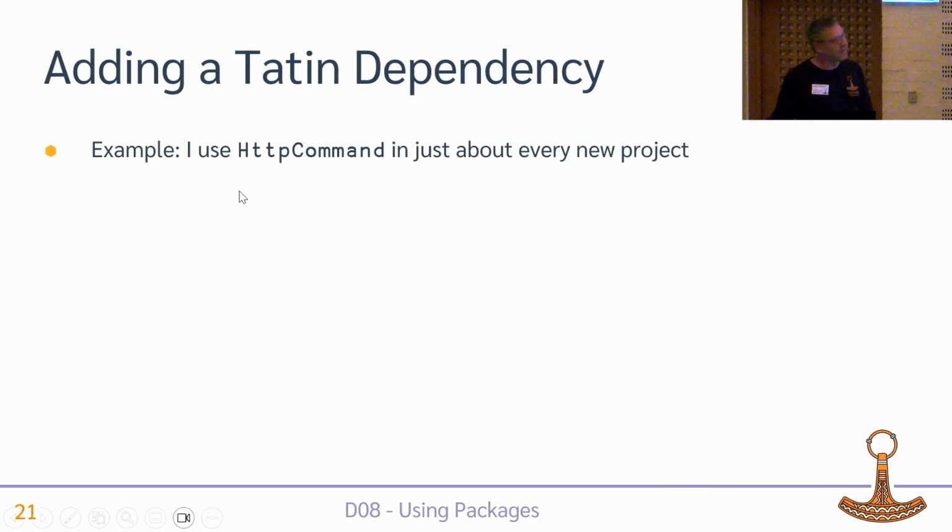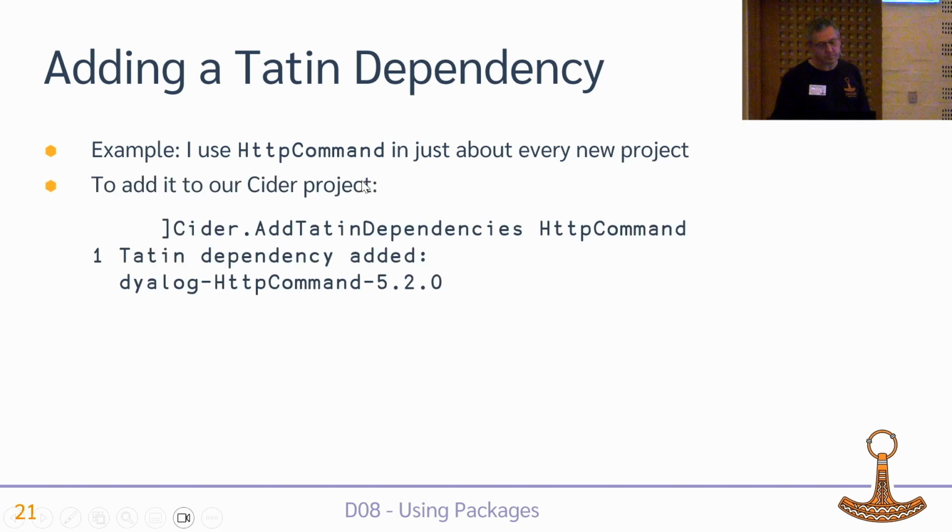Anyway, so in my application, if I want to use this HTTP command, all I have to do once I've opened the package, and I'll do this live in a minute just to prove that it's not just a PowerPoint thing, is say cider.add dependencies and the name of the package. And if what you type there uniquely identifies a package, you'll get, in this case, the latest one. You could have provided a version number if you wanted a specific one.